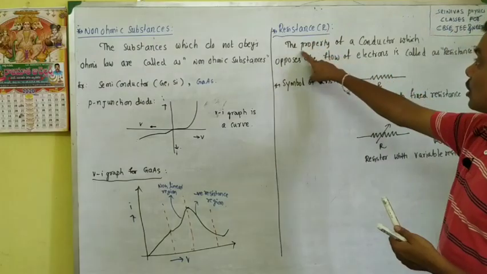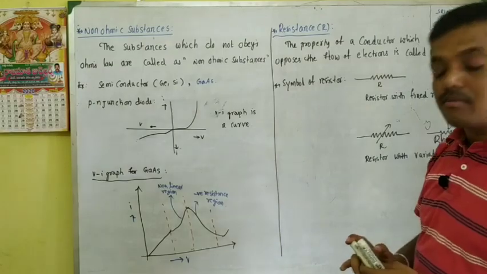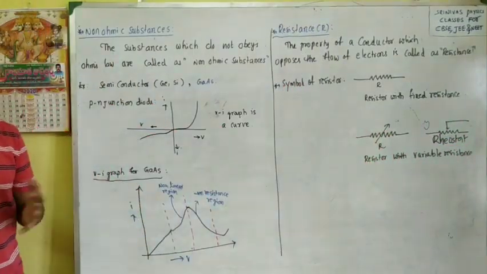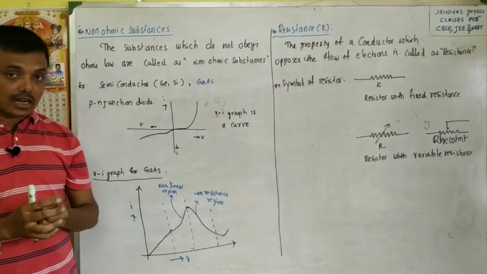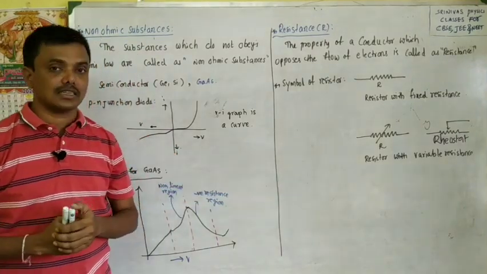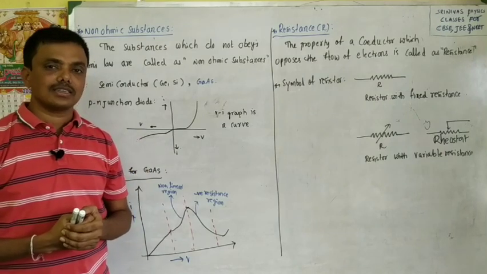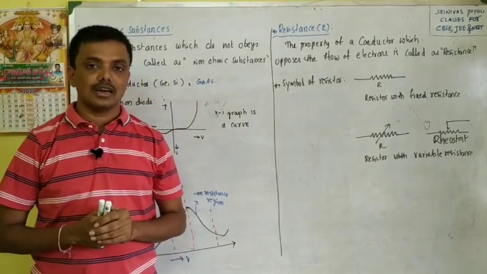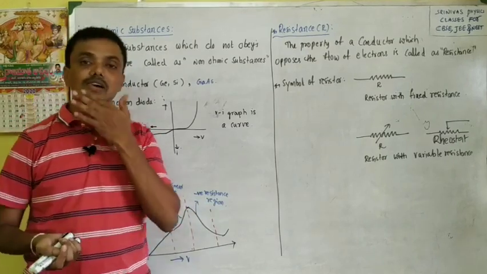Resistance is the property of a conductor which opposes the flow of electrons. Some materials oppose the motion of electrons less, some materials oppose more. For example, if you take wood, in that free electrons are not there. That means electron movement is opposed completely. It has infinite resistance. Different materials have different resistances. Resistance is nothing but opposition to the flow of electrons, opposition to the flow of current. Opposition to the flow of electrons means opposition to the flow of current also.